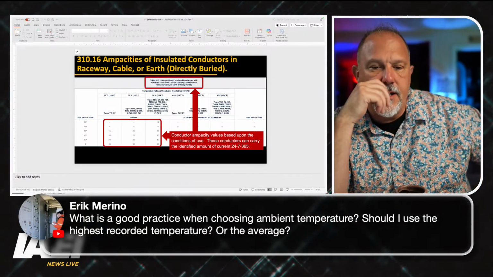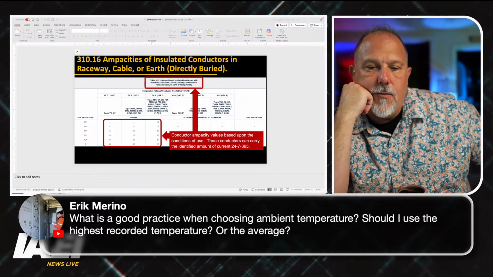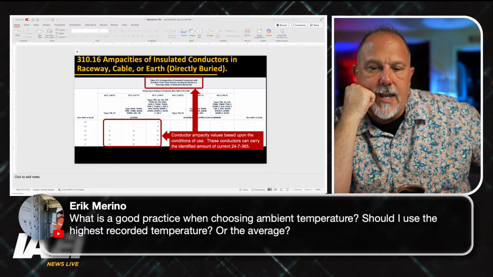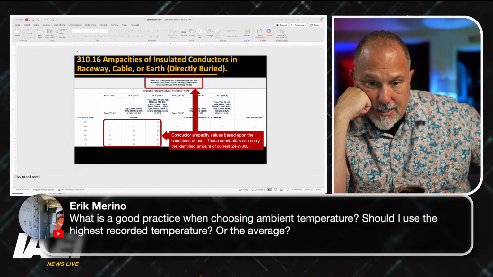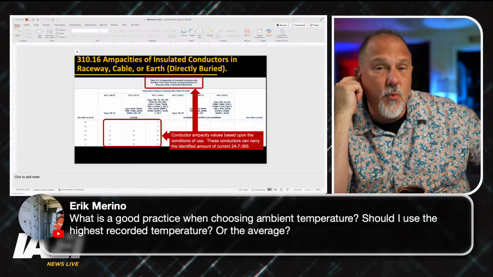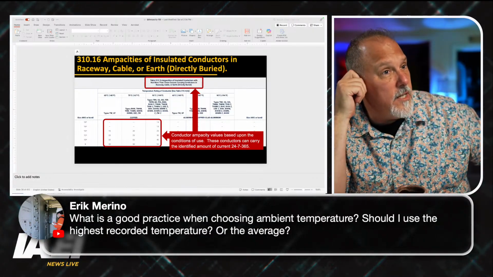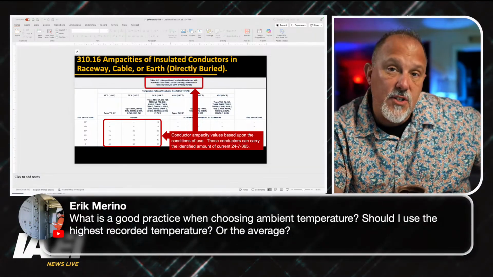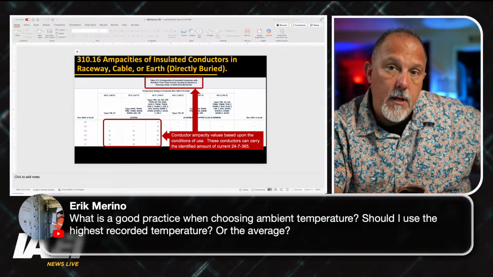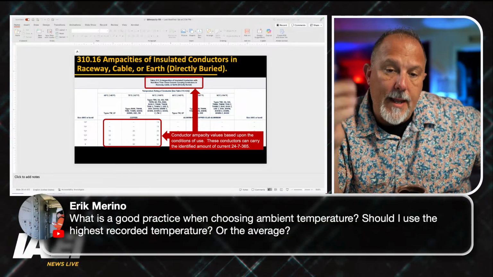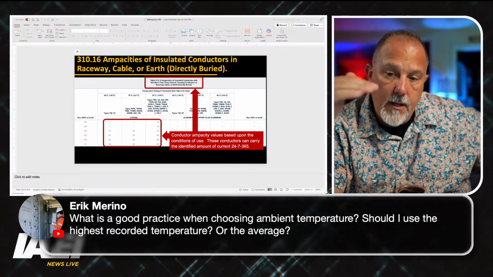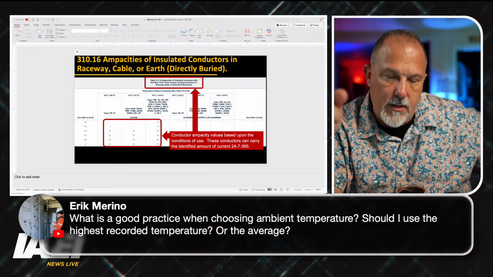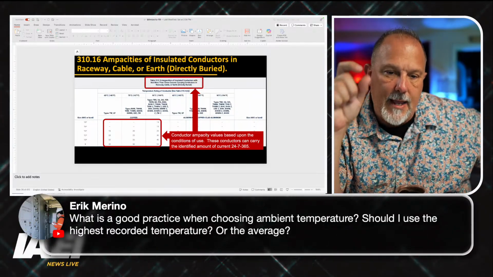Eric Marino asks: what is good practice when choosing ambient temperature? Should I use the highest recorded temperature or the average? Ooh, that is a really good question. What do you guys and gals do out in the field? I had a similar question with water level in marinas. What do you do for the ambient temperatures?